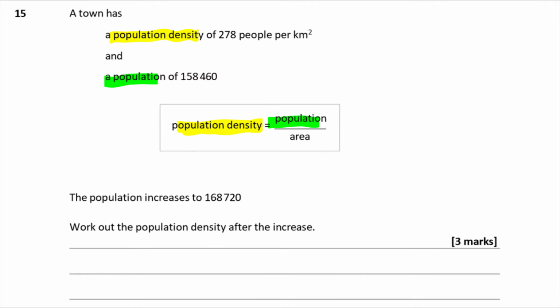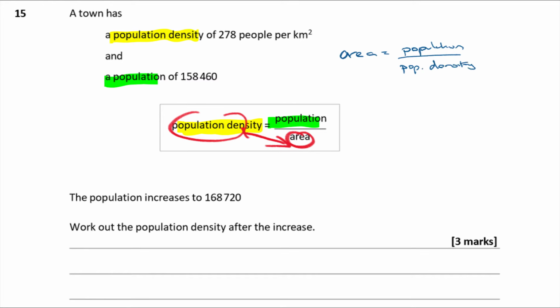All right, so let's work out the area first, rearranging this. If I take area and population density and just switch them around like that, I should get the formula for area. So area equals population divided by population density. Okay, so my rearranged formula for finding area. So I know from the question that the population density is 278, so that's going to go on the bottom of my fraction, and the population goes on the top. We know the population is 158,460, and that's going to go there.